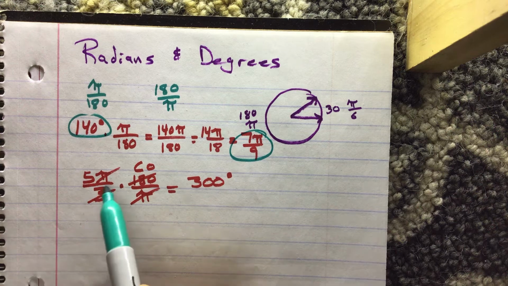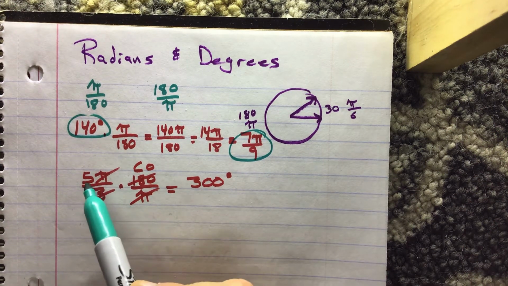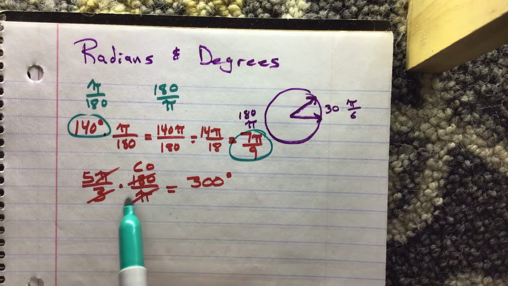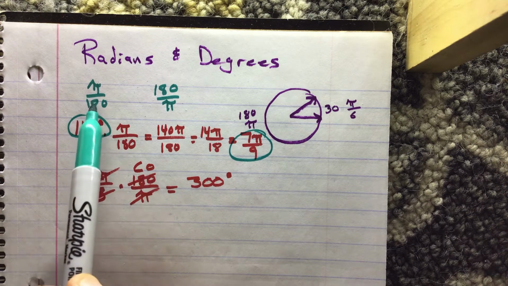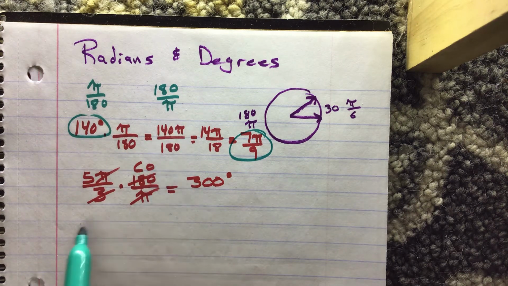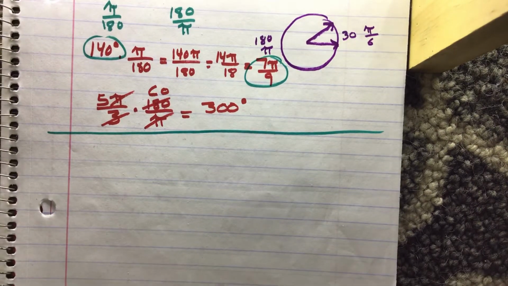We could have used logic to figure that out, because pi over 3 is 60 degrees, and 5 times 60 is 300. But anyway, this is the formula that you use to convert. So use this one when you're going from degrees to radians, and this one when you go from radians to degrees.